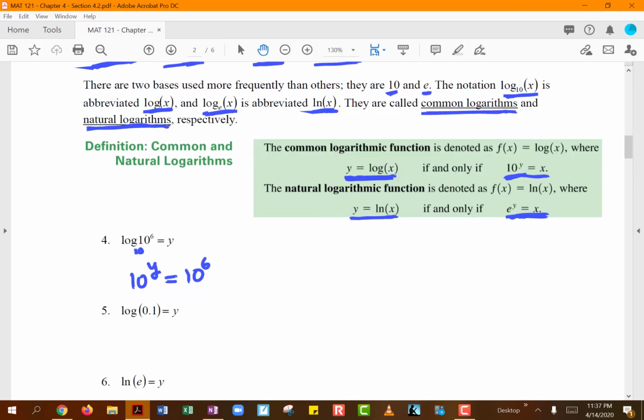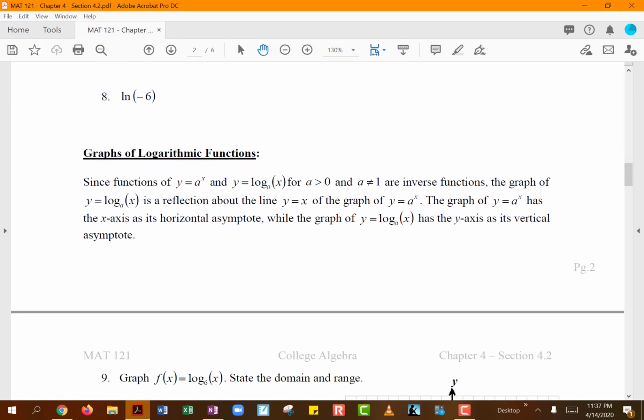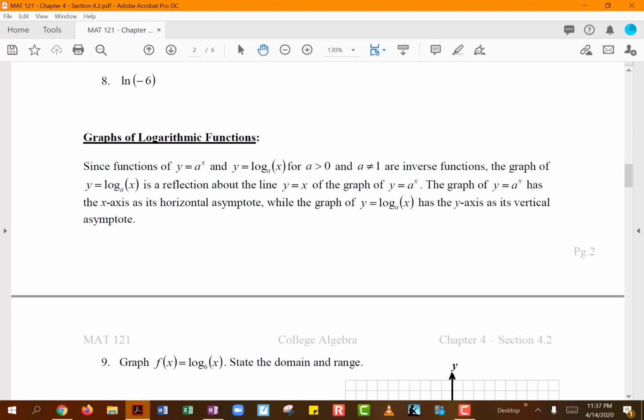Now let's talk about the graphs of logarithmic functions. Now, of course, we know these guys are inverses of our exponential functions. So basically, the graphs for an exponential function with its logarithmic function are going to be reflections of each other with respect to the line y equals x. So basically, the graph of your logarithm will be a reflection of the graph of your exponential function.